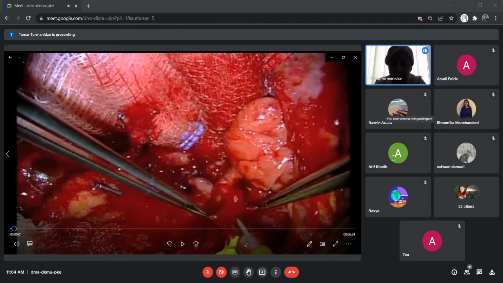Now let's see one of the manual methods which is applied on the vessel. This method, what we see now, is Karel-Morozova's suture.